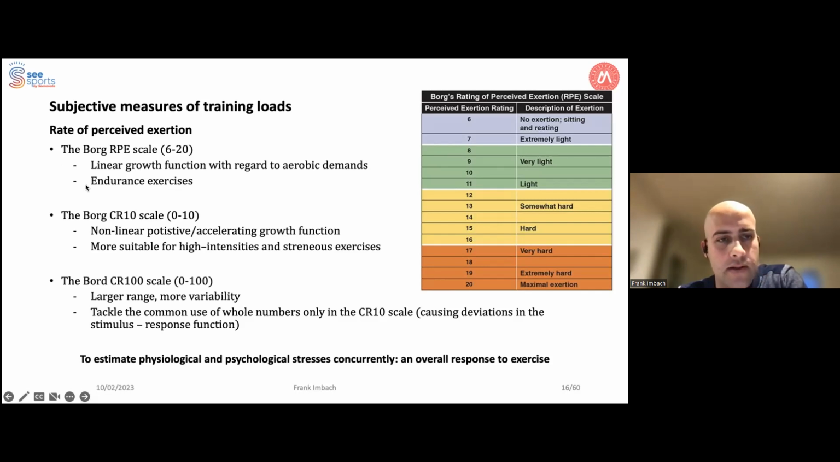And a last one, which is close to the category 10, is the 100 version. That brings a larger range and so more variability in the responses. And it tackles the common use of whole numbers only in the category 10 scales, causing deviations in the stimulus response functions. So the purpose could be to estimate physiological and psychological stresses concurrently from subjective measures of training loads, such as an overall response to exercise. I think this sentence makes a big difference between the objective measures we saw just before and subjective measures of training loads.